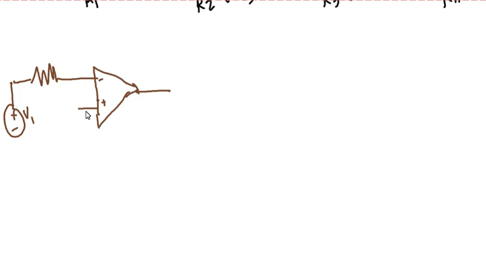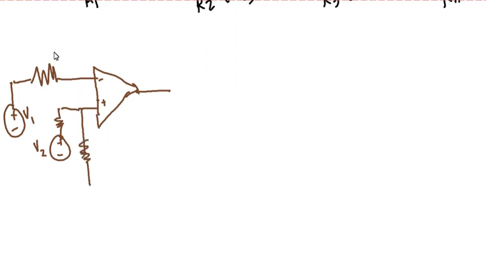This time, we will have another input connected on the other side, so this will be V2. We will have a resistor here, and then, still the same, we also have a resistor here.